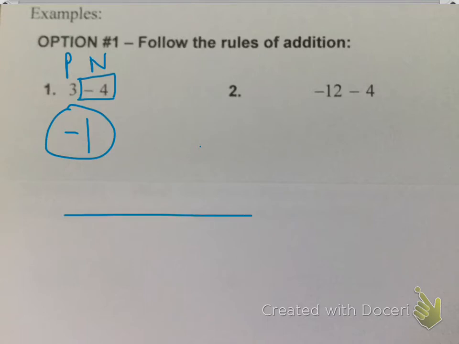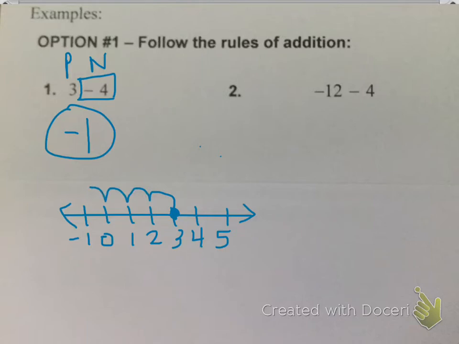Let's check this out on a number line. Here's my number line, and I would advise you to do this on your number line. We have negative 1, 0, 1, 2, 3. Again, this is not drawn to scale. I'm just drawing that very quickly. It's not perfect, no big deal. Here I am at 3. I have 3. I am going to subtract 4. So I'm going to go 1, 2, 3, 4. Where am I at? Negative 1. So 3 minus 4. You just follow the rules of addition if you look at that problem.